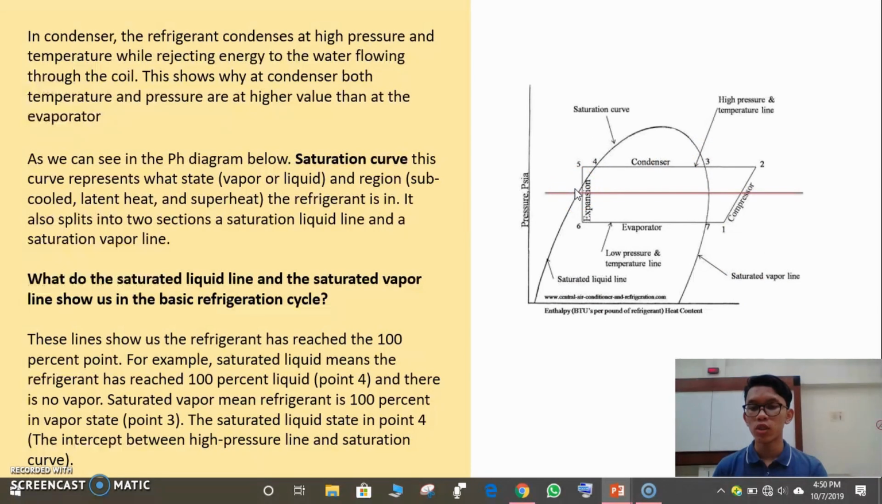So, for example, saturated liquid means the refrigerant has reached 100% liquid at point 4, this one, and there is no vapor. This is actually only liquid. For the saturated vapor line, this line means the refrigerant is 100% vapor, at point 3, this one. So the saturated liquid stays at point 4, the intercept between the high pressure line and the saturation curve.